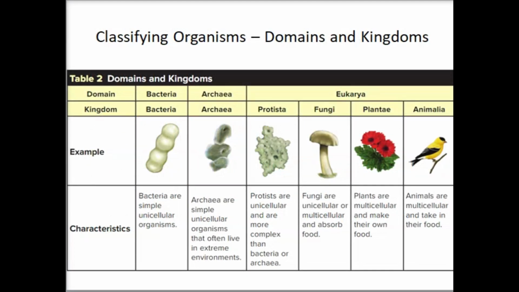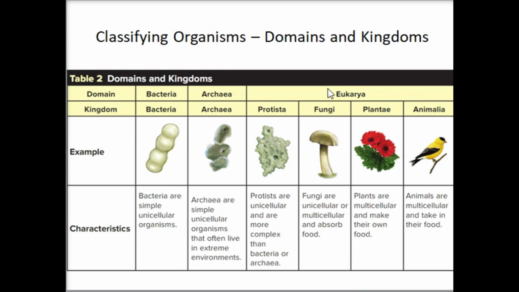So as I mentioned, you've got 3 domains and 6 kingdoms. Let's have a look at what it all means. So the domains are bacteria, archaea, and eukarya. Now, anything that you can see with your eyes is going to be a eukaryote. So if you can see like a little flower, that's a eukaryote. You can see a mushroom, that's a eukaryote.